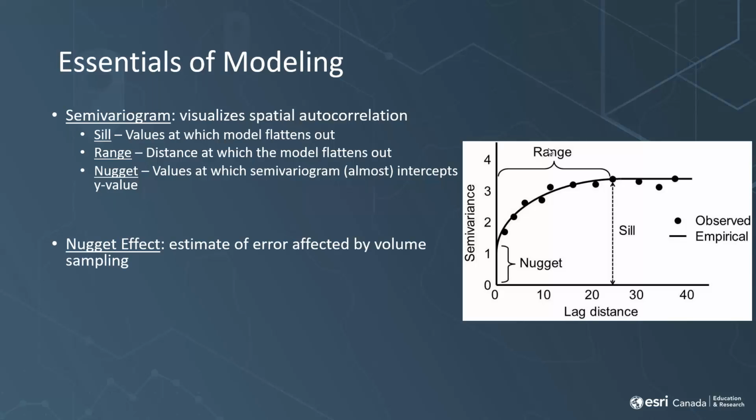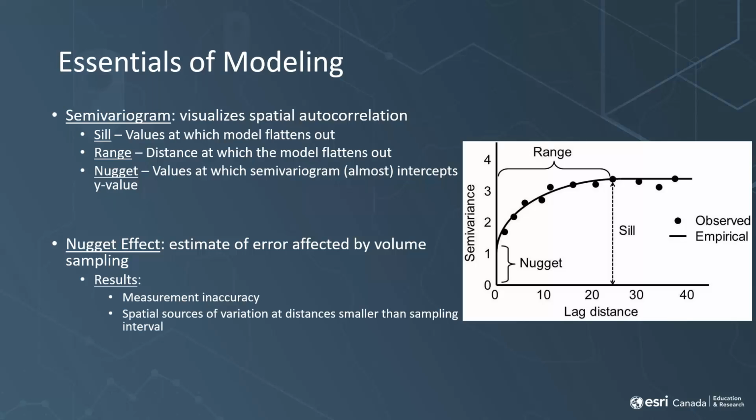The nugget effect is an estimate of error affected by volume sampling. If the nugget is relatively high from 0, it implies a large nugget effect, which is something to avoid having in the model if possible. If you do have a large nugget effect, then there could be measurement inaccuracies with regard to predictions at unsampled locations, or spatial sources of variation at distances smaller than the sampling interval. In other words, it is unpredictable over very short distances.